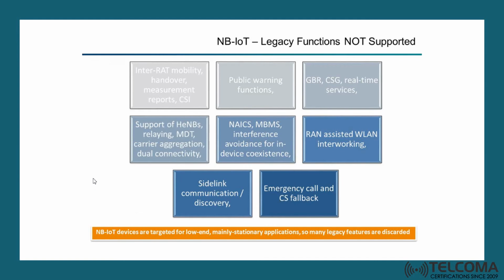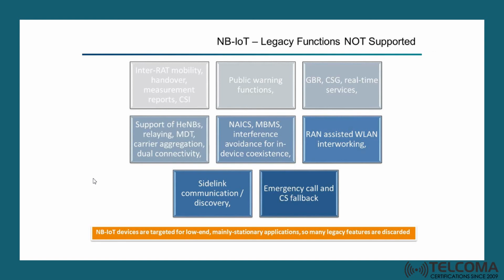Now we will see what is not supported in NB1 when compared to LTE. Anything fancy is not supported in NB-IoT, since our aim is to make the modem less and less complex and costly for IoT devices. For all these features described here: inter-RAT mobility is not supported. Even handover is not supported because we expect the IoT UE is not mobile. Measurement report and CSI, channel state information, are also not supported. Public warning functions are not supported. Real-time services such as voice over LTE or multimedia are not supported. Hybrid NBs, relaying, MBT, carrier aggregation, dual connectivity, nothing is supported.